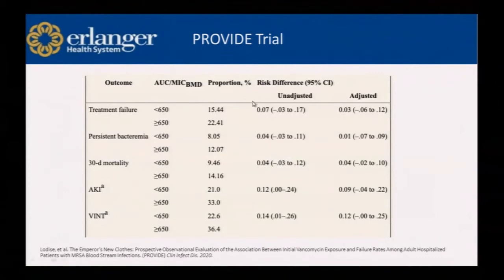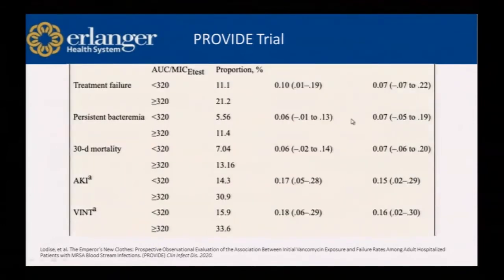And what they found is that there was no statistically significant difference in treatment failure when targeting an AUC MIC of greater than or less than 650. And again, no difference in persistent bacteremia, 30-day mortality, acute kidney injury, which was defined as an increase in serum creatinine of 0.3 or 50%, and then vancomycin-induced nephrotoxicity, which I mentioned the definition for, again, was an increase of serum creatinine of 0.5 or 50% increase after being on vancomycin for 48 hours.